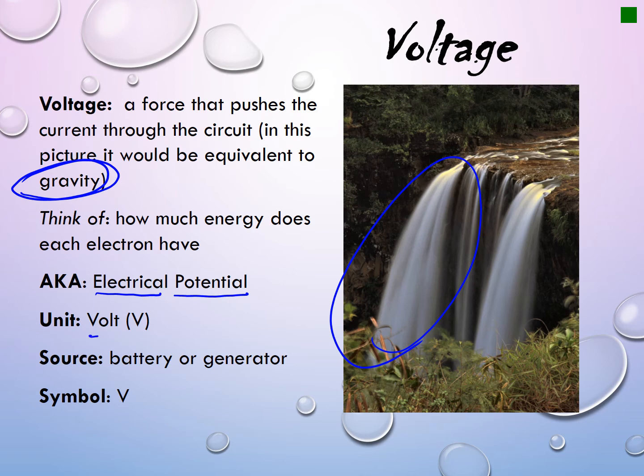Its unit is the volt, which is capital V. The source would be a battery or a generator. In this class, we will always be using a battery. And its symbol is V. What I mean is that in mathematical equations, in the formulas that we're going to be using, it will be V.